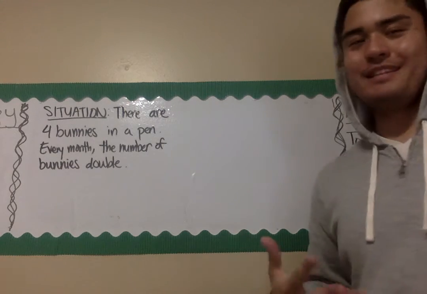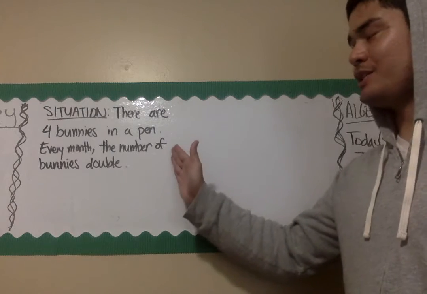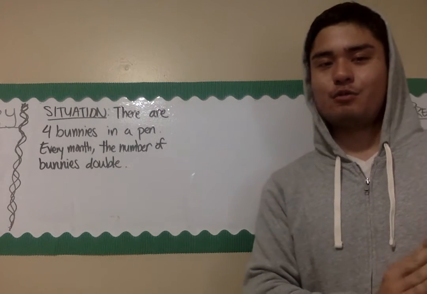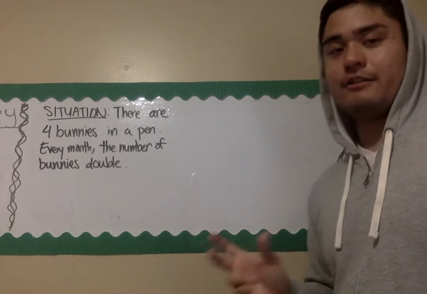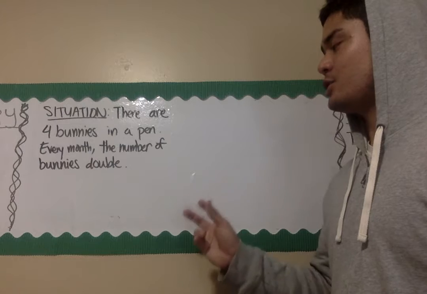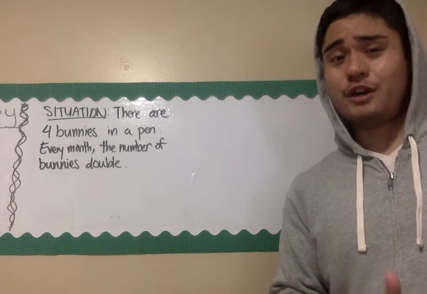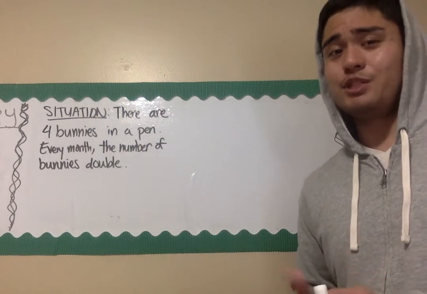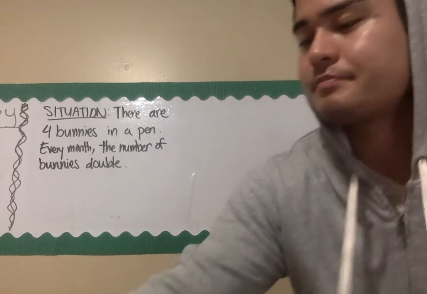But it's going to be the same instance for our algebraic expression. We want to describe this situation using a table, graph, and an equation. So just like in linear functions, we want to determine what the start is and what the change is. So where are we starting? How's the situation changing?